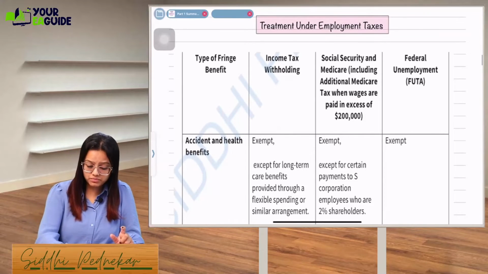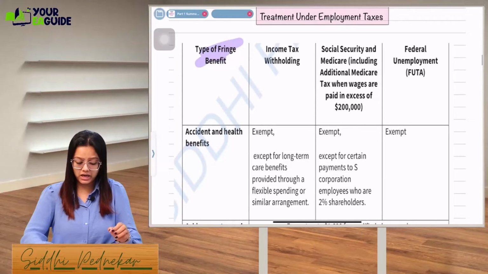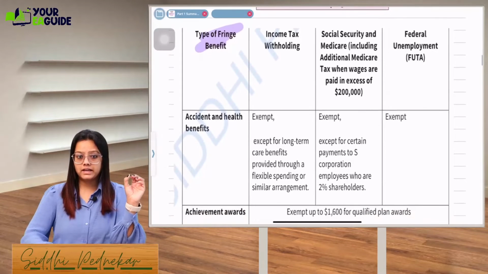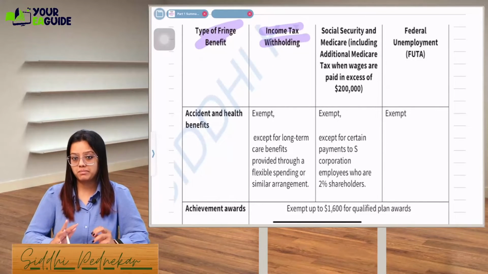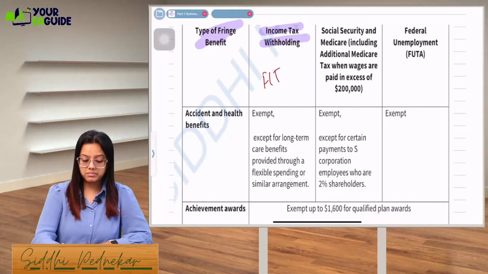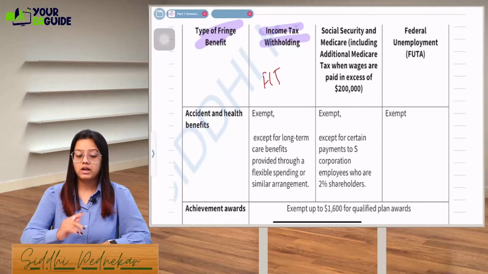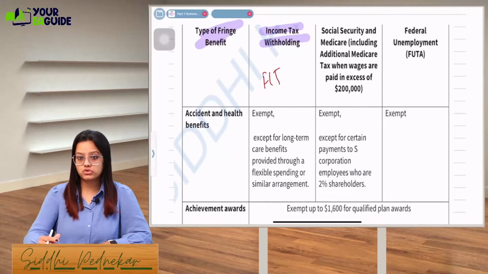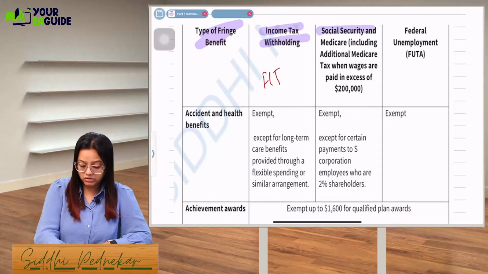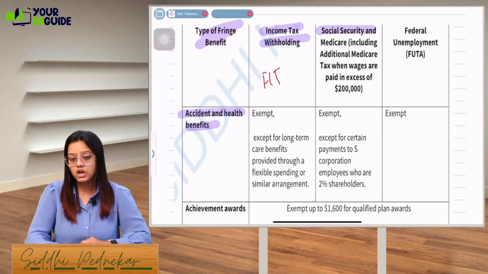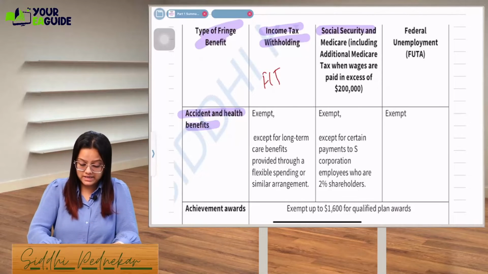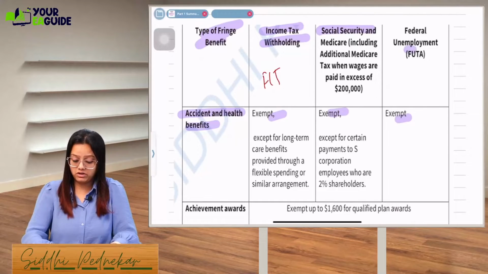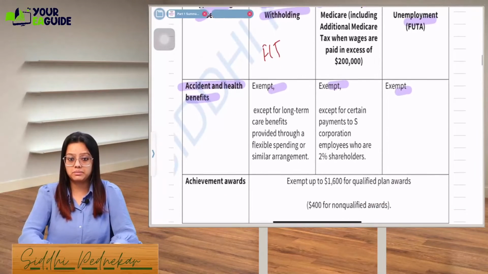In case of fringe benefits, how will it be done? If you receive accident and health benefits, then income tax withholding will be exempt. What do you mean by income tax withholding? It means federal income tax will not be deducted on the accident and health insurance benefit which you receive. Then when you receive the health and accident benefit, no Social Security, no Medicare, no additional Medicare will be included. Exempt means it is not liable. FUTA will not be liable on the accident and health plan.